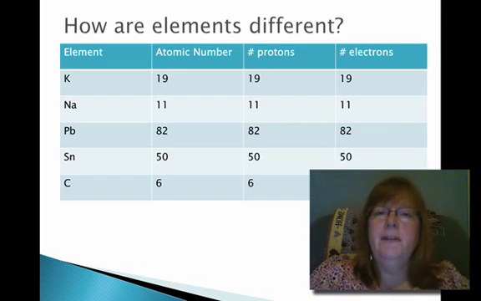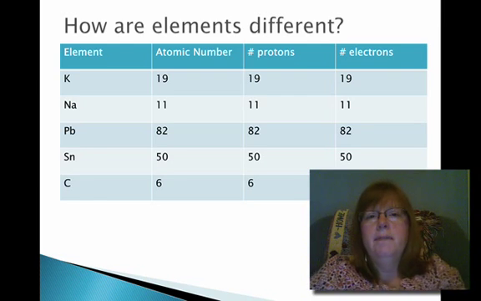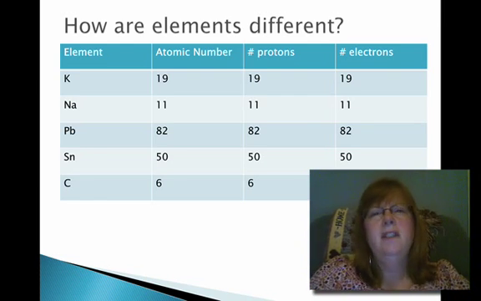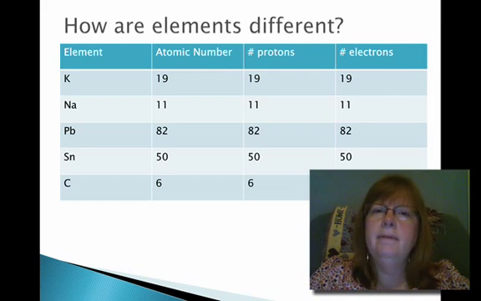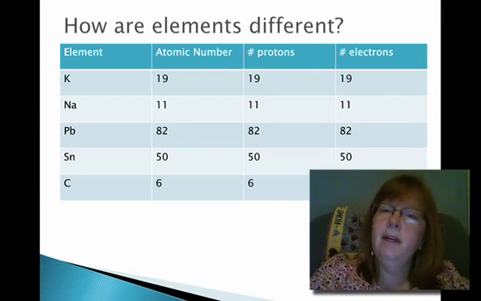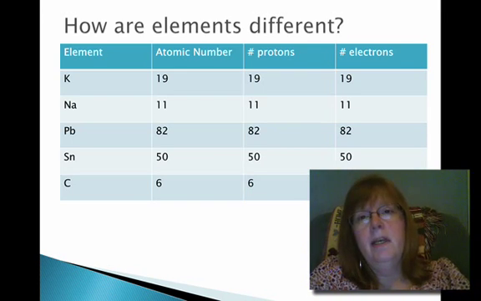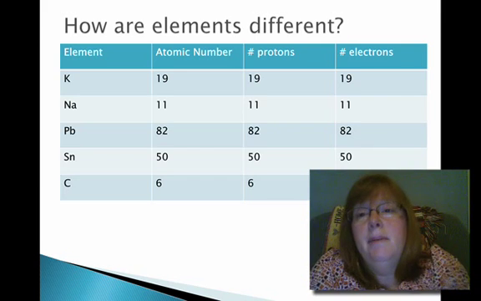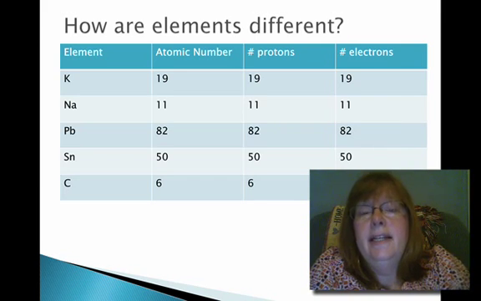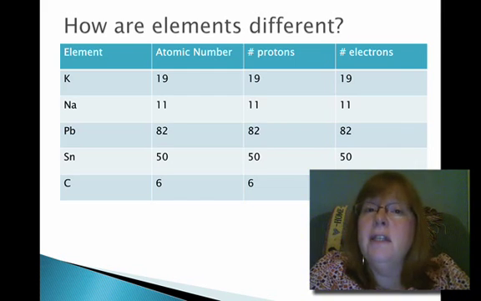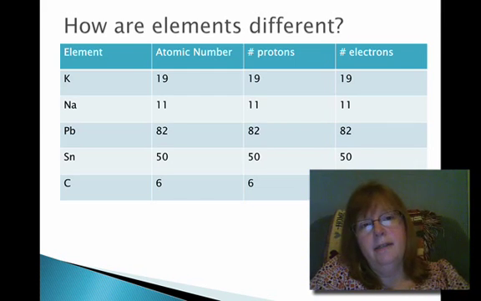So I would like you to fill this chart out in your guided notes. So potassium, look for it on your periodic table. What's its atomic number? Did you find the 19? If the atomic number is 19, that's the number of protons. If we're talking about an element that is neutral, that is also its number of electrons.